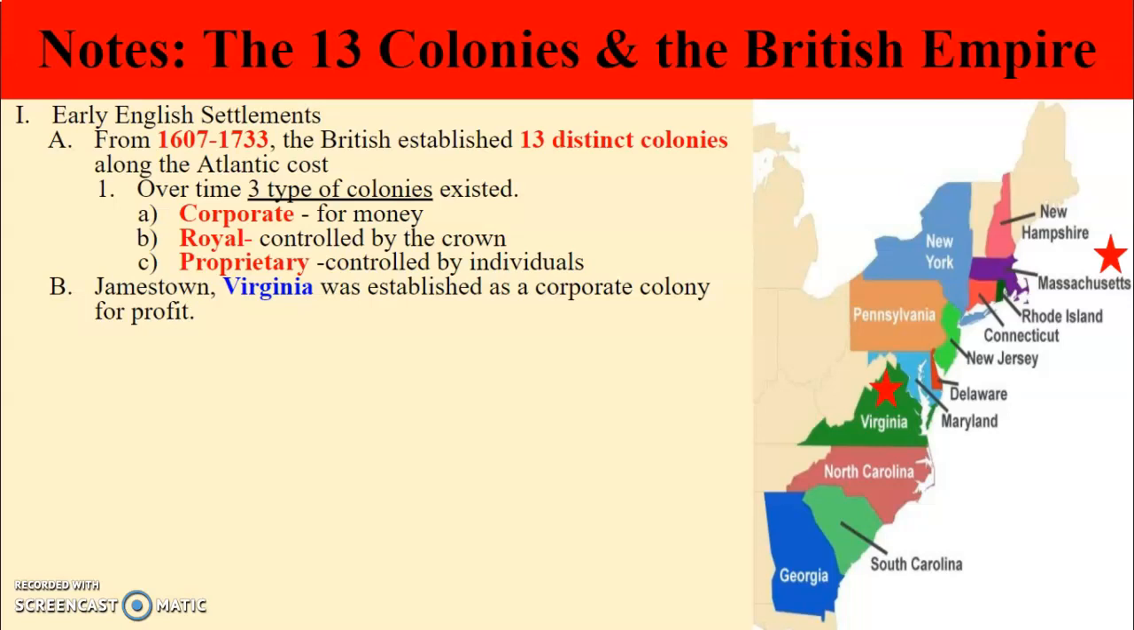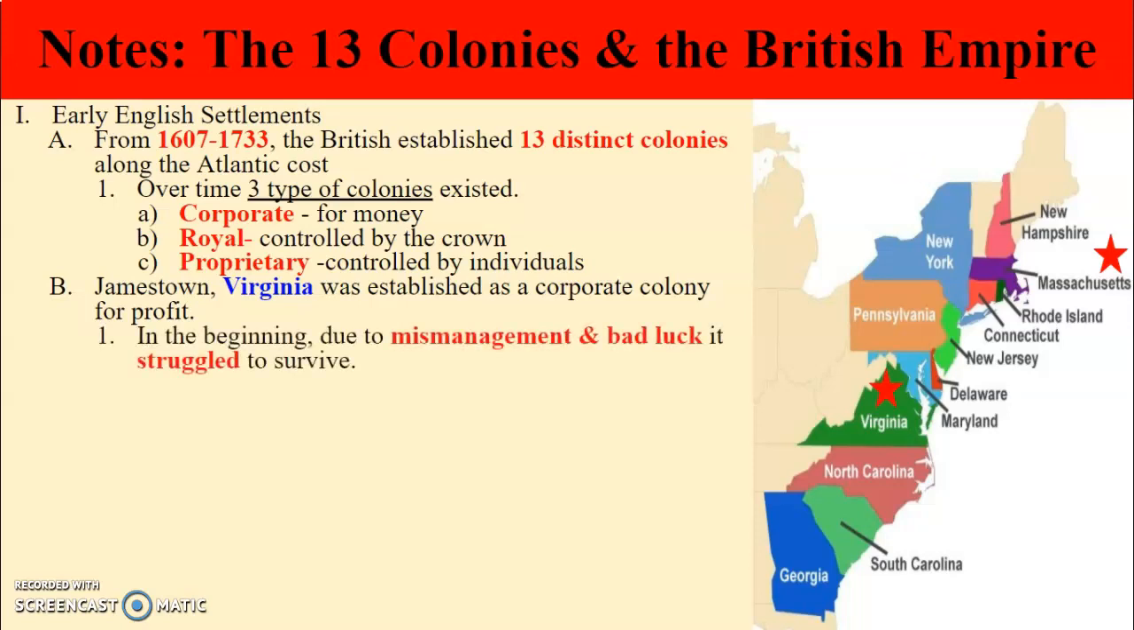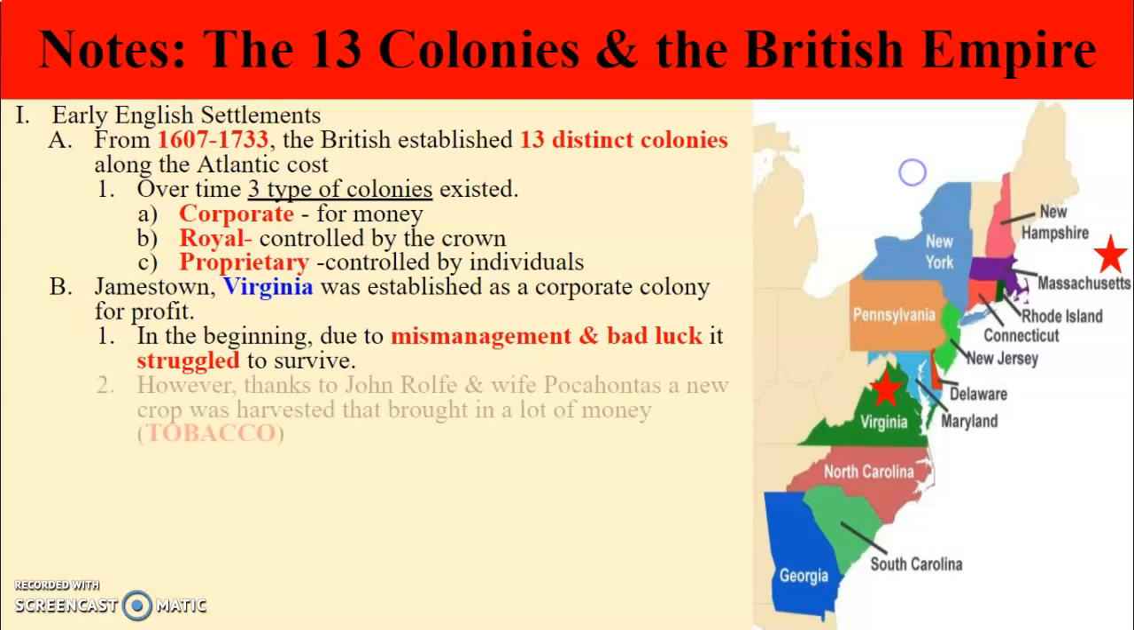So Jamestown was the first successful English colony, and it was established as a corporate colony for profit. So people that came to establish Jamestown came to make money off of it. They wanted to get crops and corn and everything to make money and bring it back to England. In the beginning, however, due to mismanagement and bad luck, it struggled to survive. So they had a really hard time surviving.